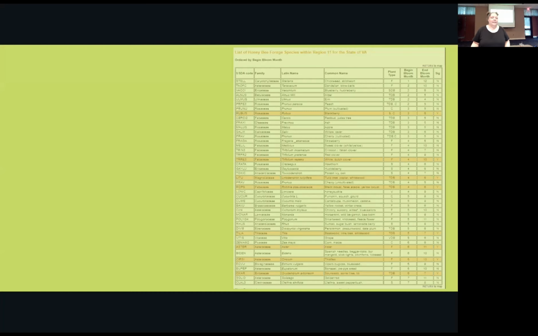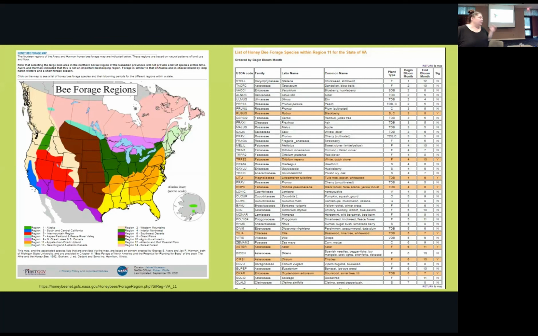Now, NASA has a nifty little map and a list of forage regions throughout the country, and it gives you a chart. It's a little bit older, but it gives you an idea of when to expect to see these things. So you're going to look and say, oh, maples typically bloom at the end of January, February-ish, so I should start looking at my maple trees. And tulip poplars start to bloom at the end of March to the end of April, so I should start looking at my tulip poplars. You can use all of this information to predict your nectar flow and prepare for it.